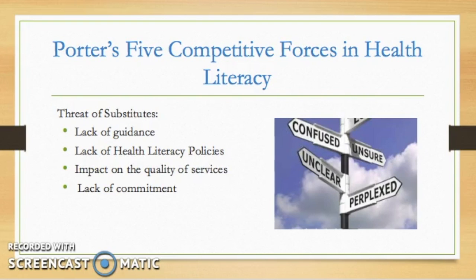We can see threat of substitutes in the 5 competitive forces related to health literacy in the following way: lack of guidance, lack of health literacy policy, and this is one of the reasons that the patients will move to another institution. And the lack of health literacy policies will have an impact on the quality of services. And because of that, patients can feel that there is a lack of commitment to them.